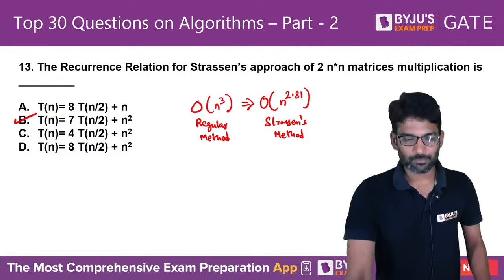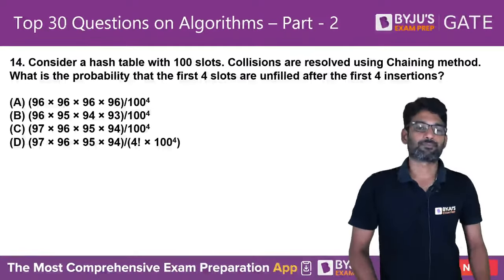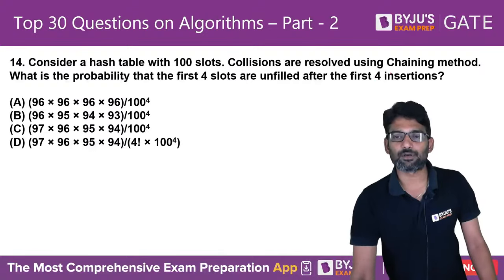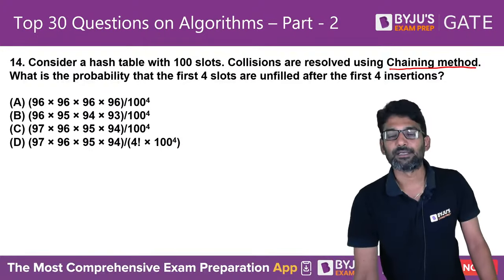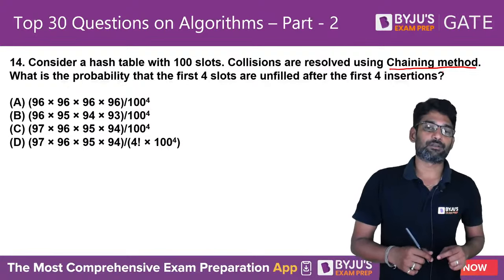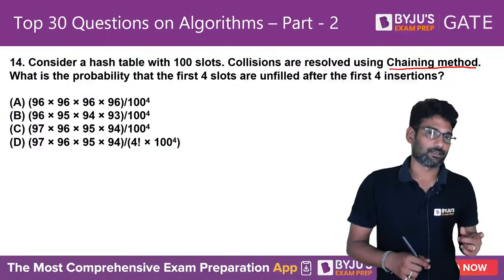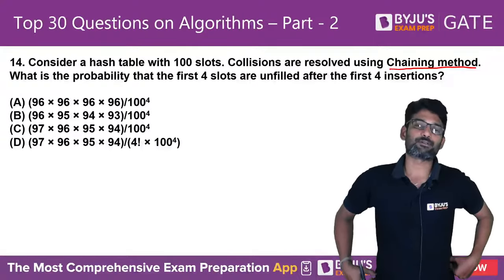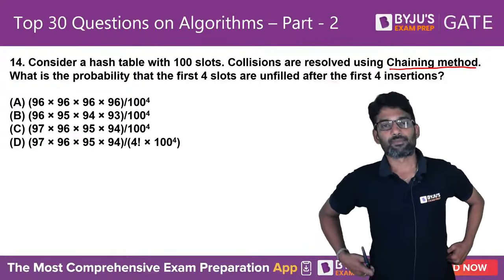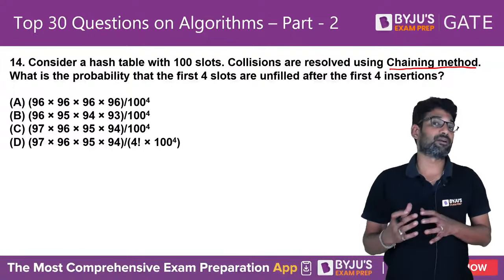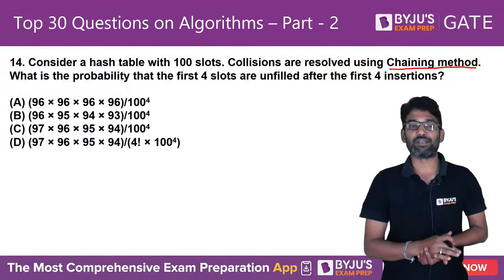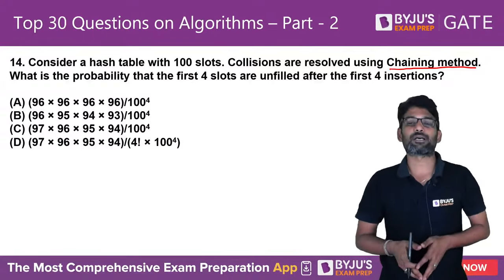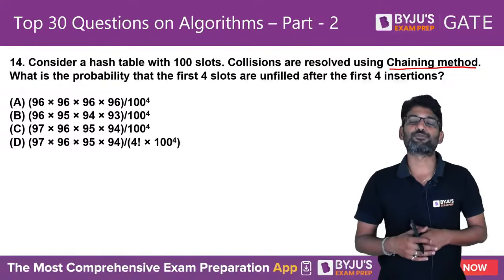Okay. Question number 14. Consider a hash table with 100 slots. Collisions are resolved using chaining method. Same question you have got yesterday. So you might think it is the same question. No. Here collisions are resolved using chaining method. Yesterday's question was using open addressing. Here it is using chaining method. If so, what is the probability that the first 4 slots are unfilled after first 4 insertions?